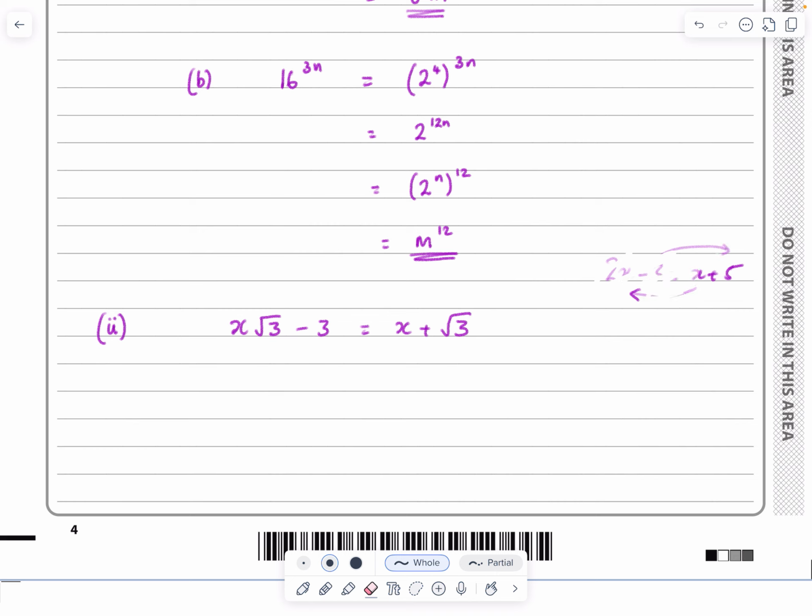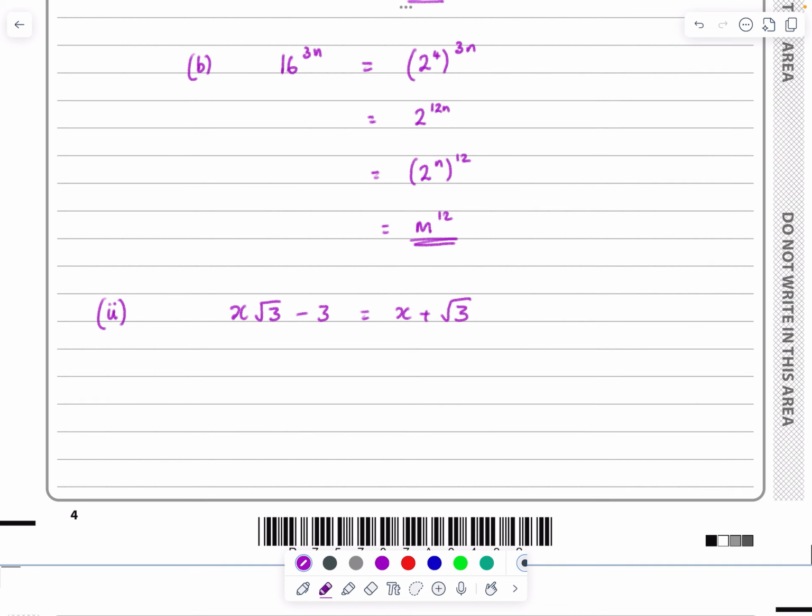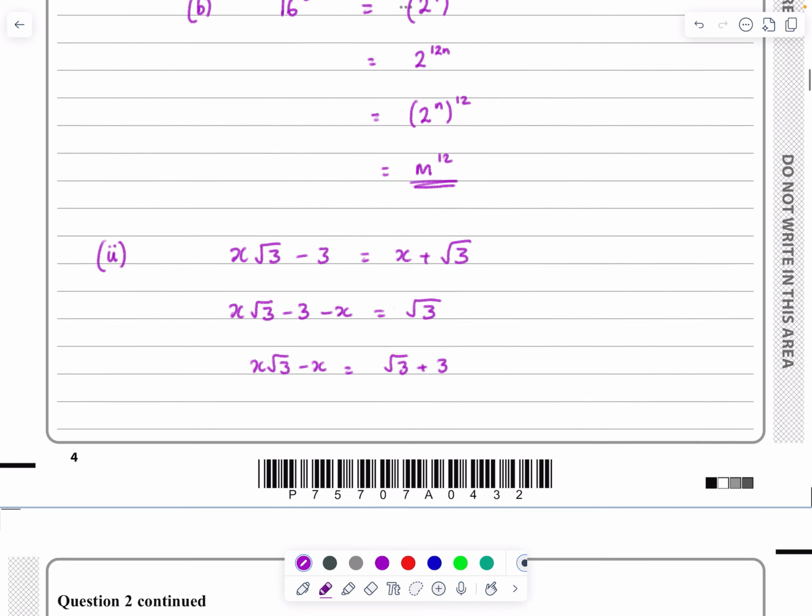Even though they've made it slightly more difficult in terms of the values that we're using, I'm going to say this is x root 3 minus 3 minus x is equal to root 3. So I'm going really slowly here. And then I'm going to say, now take that one over to the other side. I'm going to have x root 3 minus x is equal to root 3 plus 3 there.